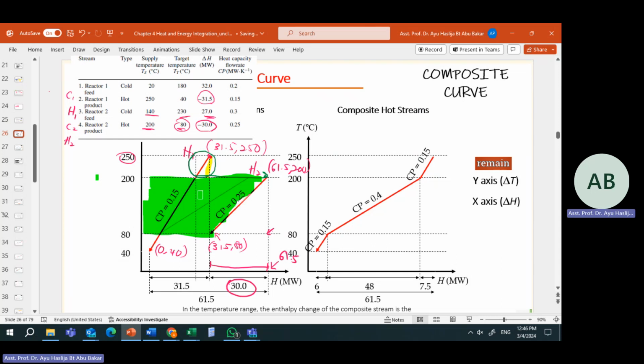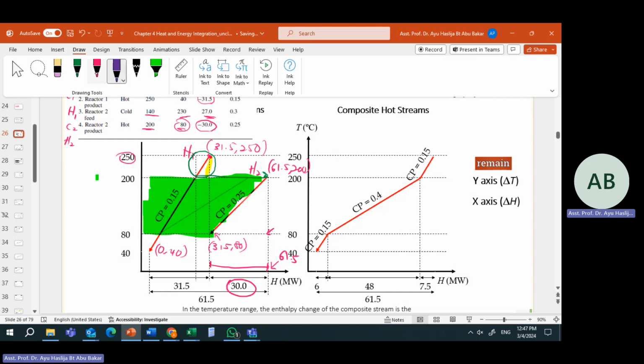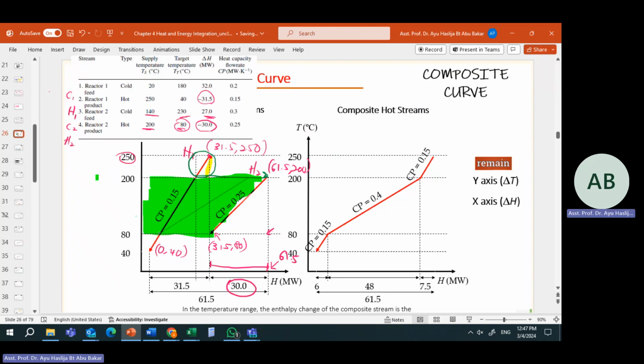The overlap area over here is the point that you should combine. So the combination point is from here to here. Combine these two points. That's how you get this. Here and here.